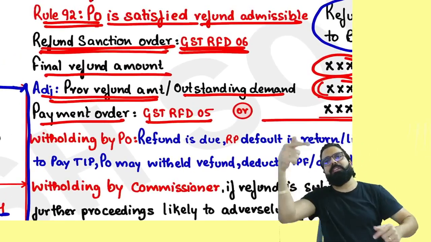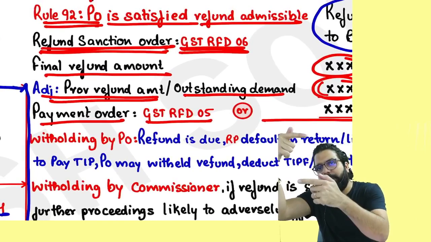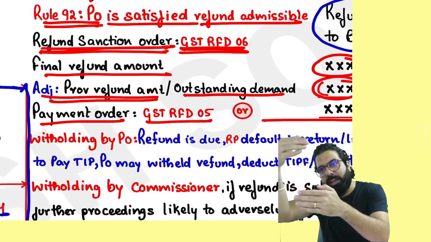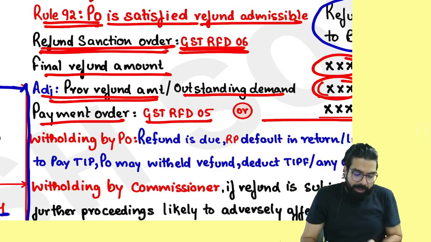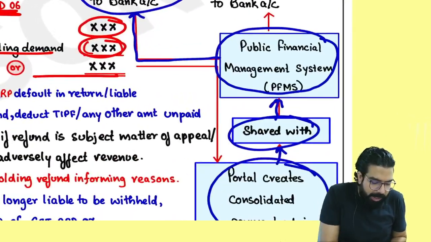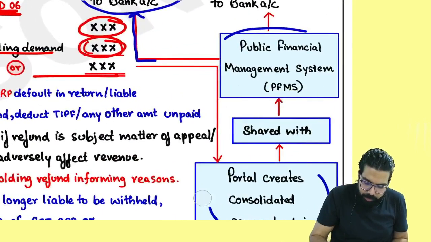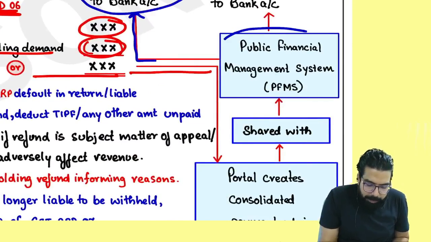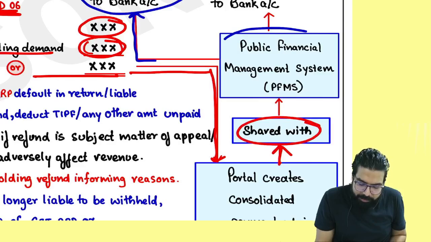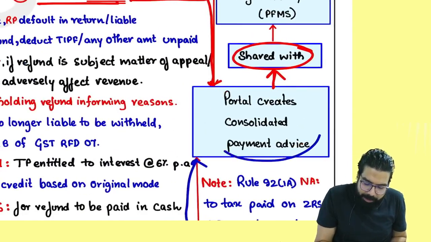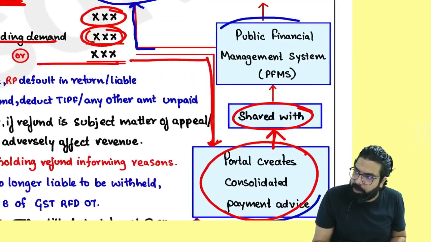Tell me one thing, refund sanction 1 lakh. Can the payment order be only 10,000? Yes, they can deduct whatever the dues are, and give you the rest. Everyone over here now, payment order, what will happen always? Payment order will go to the PFMS website. Sorry, the consolidated payment advice will be created by the GST portal.